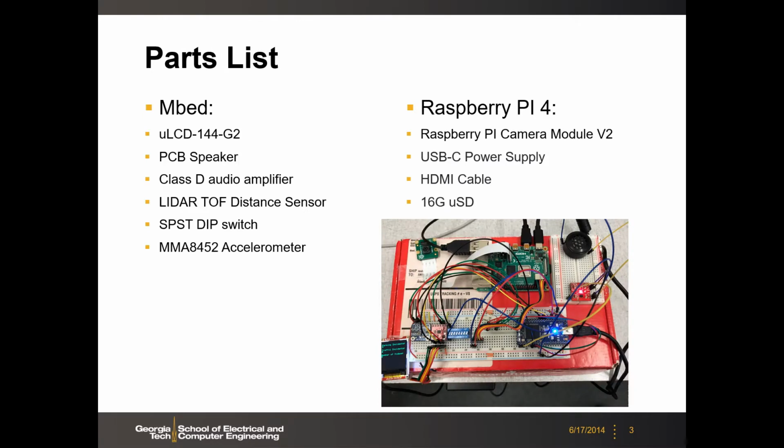The parts we use for this project are, for the Mbed side, an LCD, a speaker with a Class D audio amplifier, a distance sensor, a dip switch, and an accelerometer. For the Pi4 side, we use a Pi camera module, a 5.1 power adapter, an HDMI cable if you want to see the videos without removing the SD card, and a 16-gig SD card with the Raspberry Pi operating system pre-installed.